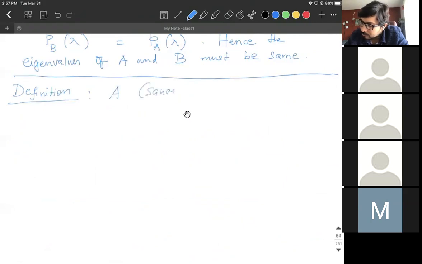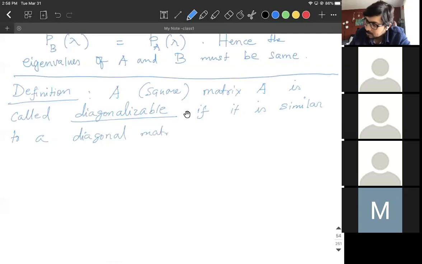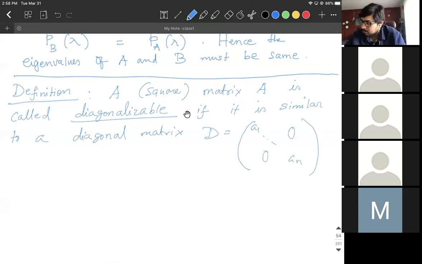It's a square, always square. Matrix A is called diagonalizable if it is similar to a diagonal matrix D. So D has to be of this form: A1, ..., AN. So it's a diagonal matrix. So A has to be similar to a diagonal matrix.